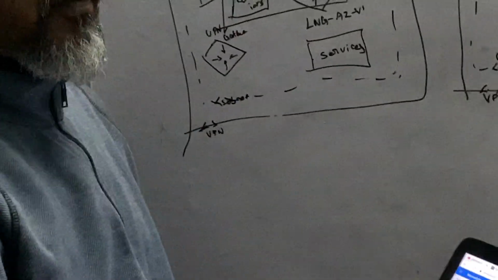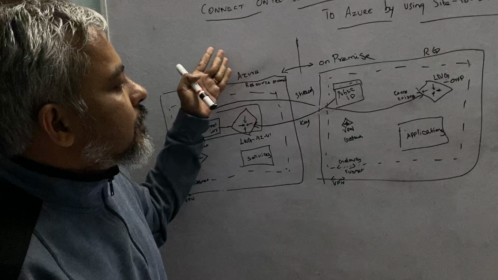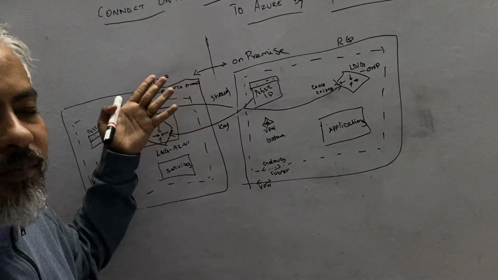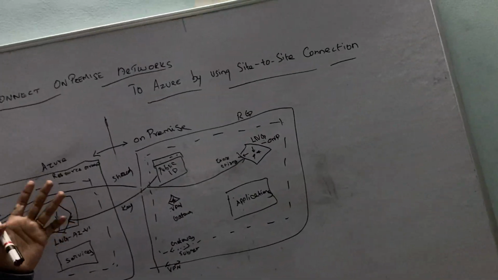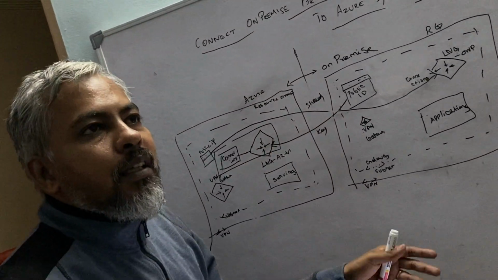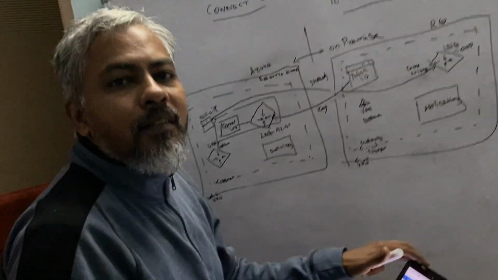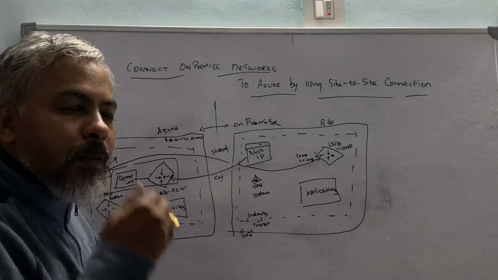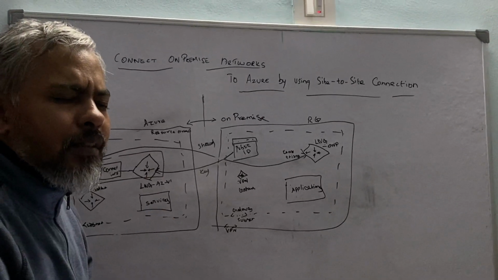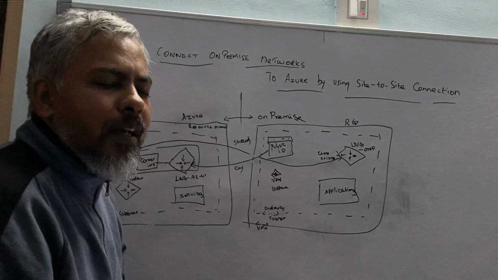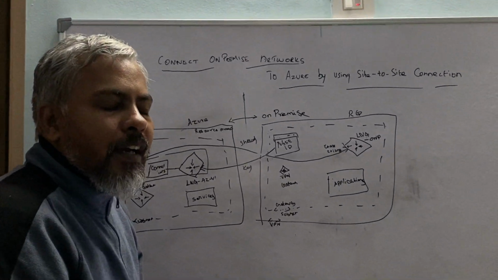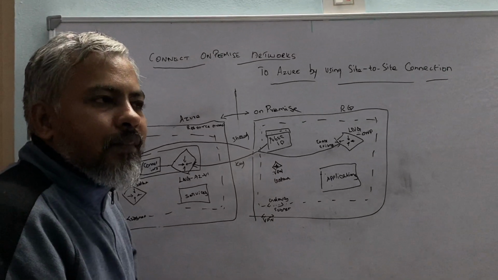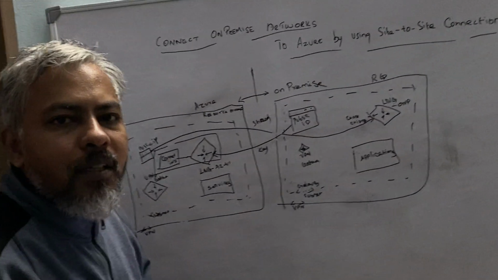So basically, this is how we connect site to site using Azure to on-premises. The key terms you need to understand are VPN and how to create a virtual private network, public IP address, virtual private network gateway, local gateway, and gateway subnet. These are all the key terms you need to remember.